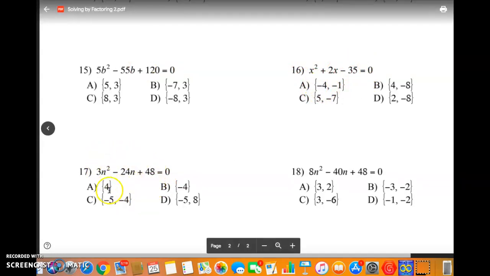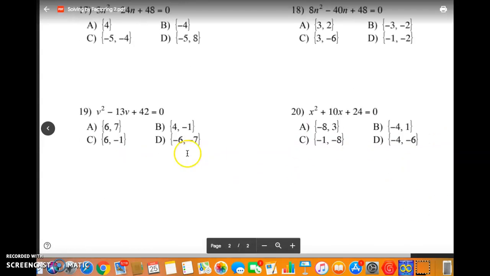Let's see, this looks like it has a GCF. This has a GCF. So look for those GCFs and reduce those if need be to get the simple factoring methods. All right, so like this one, I'll give you a hint for this.